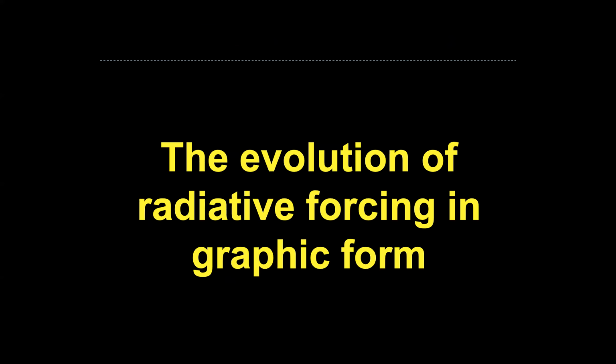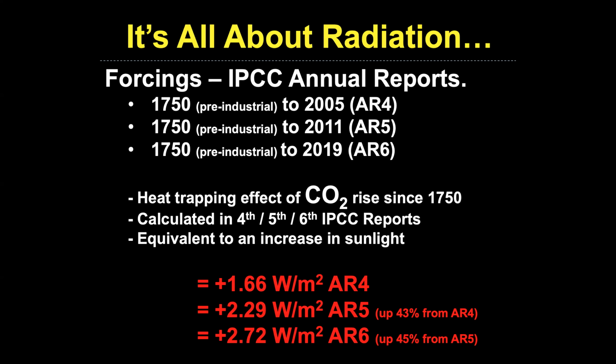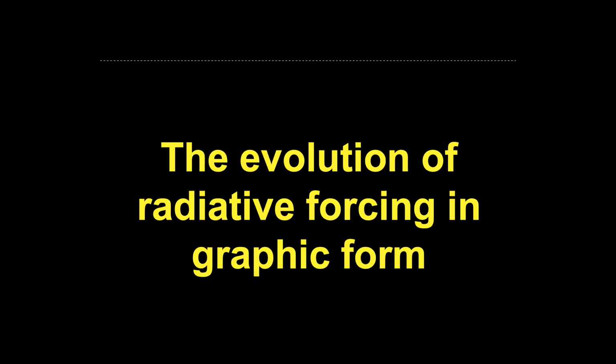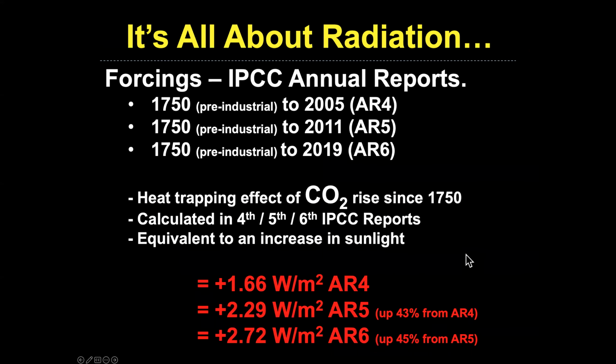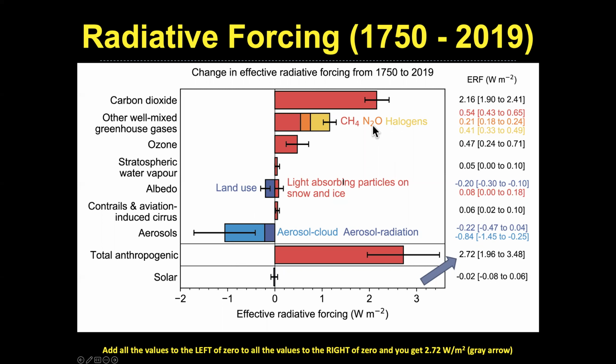Now, the evolution of radiative forcing in graphic form. So we're going to look at these numbers, but we're going to look at them in graphic form. So here it is. This would be 340. This would be 341, right? Positive one. This would be 342. This would be 343. Get it? So here's that 2.72. This is for AR6. This is the relative change in radiative forcing from 1750 to 2019.